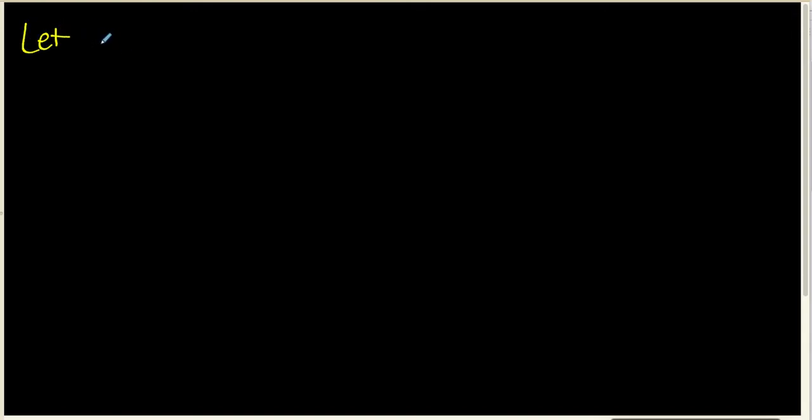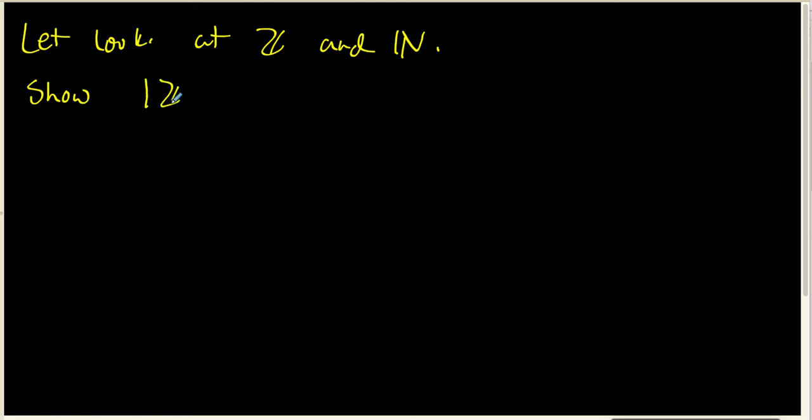So what I want to do is think in terms of this. Let's look at the set of integers and the set of natural numbers. It turns out that it is very easy to show that these two sets have the same cardinality. And here is one basic way of doing it.